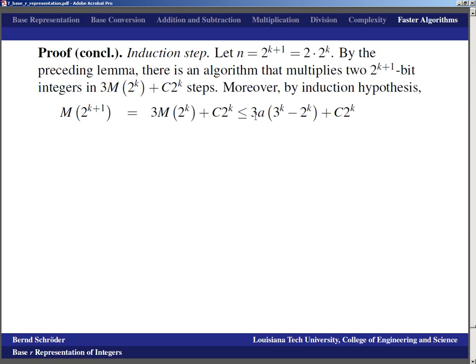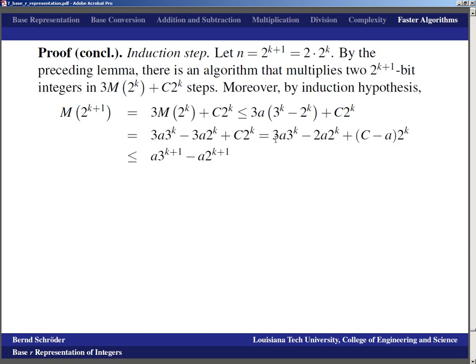We know that by induction hypothesis, this 3m is bounded by 3a times 3 to the k minus 2 to the k, and we still have the plus c times 2 to the k. And now it's algebra. We have 3a 3 to the k minus 3a 2 to the k plus c 2 to the k, and that's 3a 3 to the k minus 2a 2 to the k. Yeah, I'm splitting up the 3 into 2 plus 1, plus c minus a to the k.